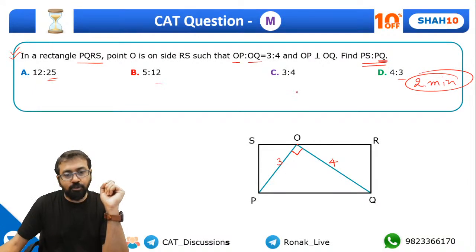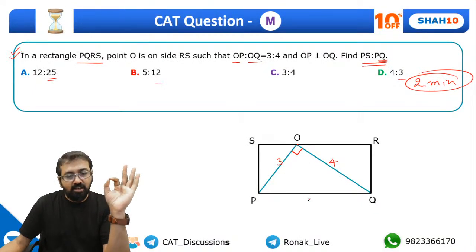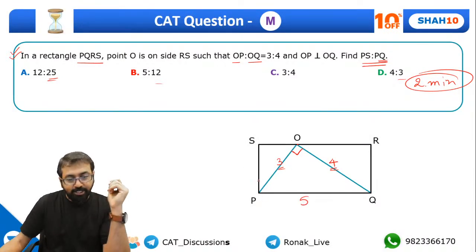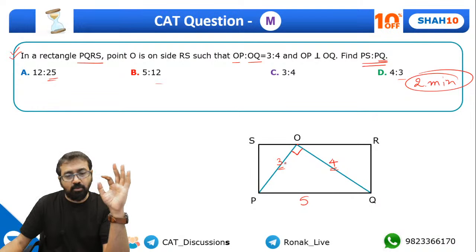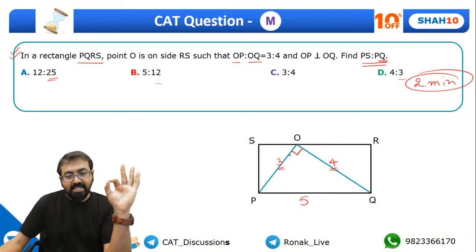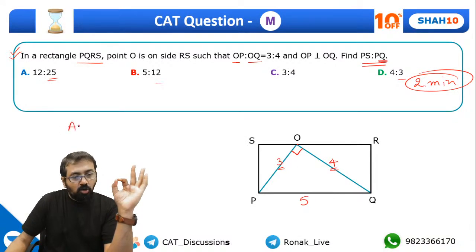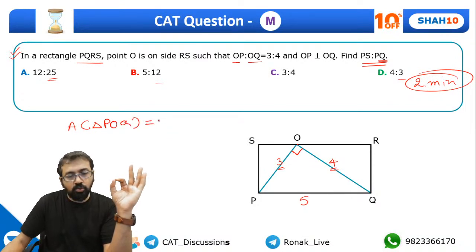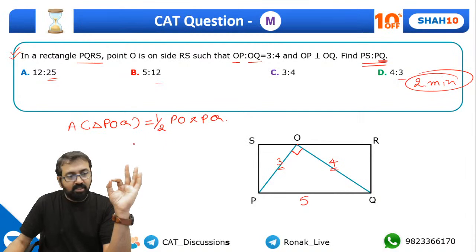Everyone, so how will you solve this question, guys? Of course, this will be 5. If this is 3, this is 4, this has to be 5. But we need to ensure whether this is something like that or not. So let's check what comes out to be this side. Can I say that area of triangle POQ is equal to 1/2 PO into PQ? Yes or no? Area of triangle POQ is 1/2 PO into PQ.